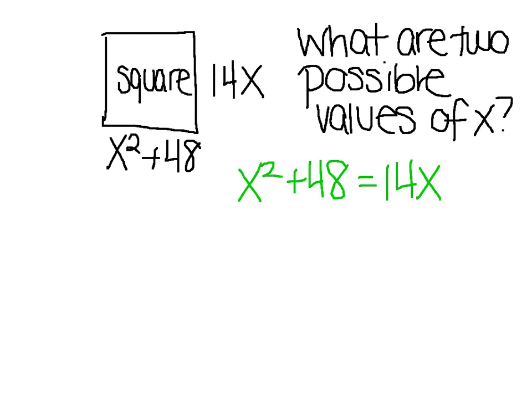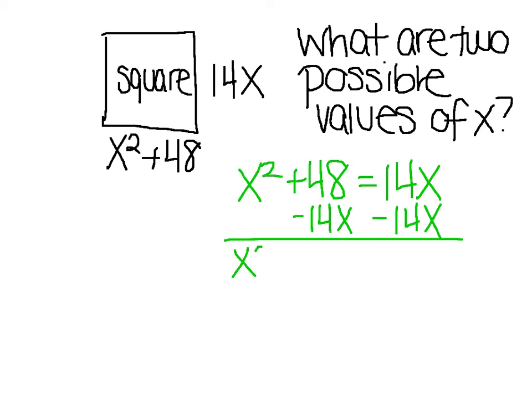Well, I want to find what x is, so I need to solve this equation. I'm going to subtract 14x first, and I'm going to put that in standard form. So x squared minus 14x plus 48 equals 0. I'd like you to pause the video and try this problem on your own.